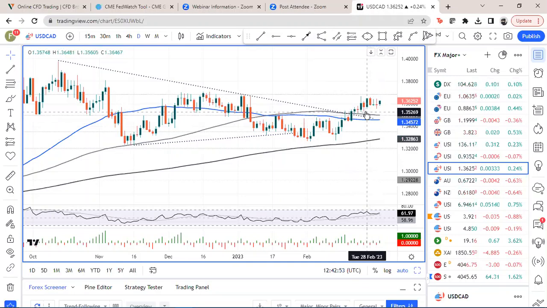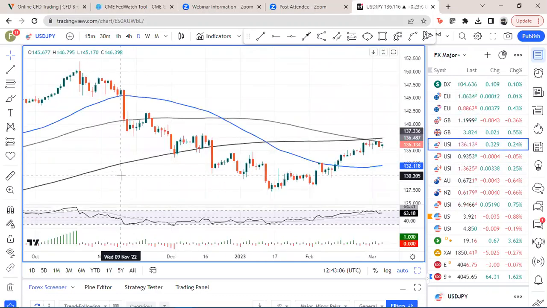But the Bank of Canada meeting will be interesting, that is on Wednesday. Then finally, we get the Bank of Japan meeting. A lot of speculation about whether anything happens there. They're expected to keep policy settings unchanged.